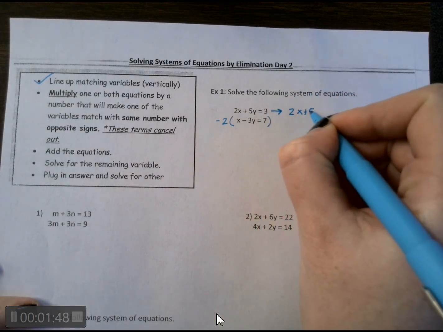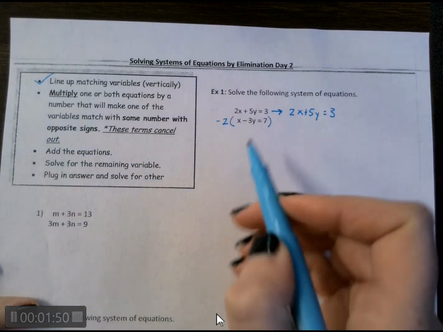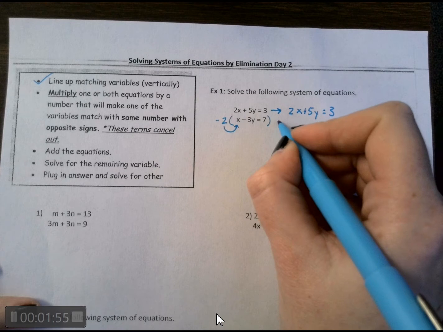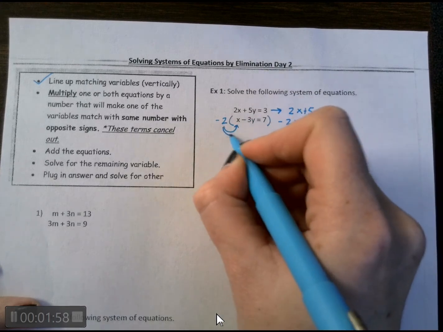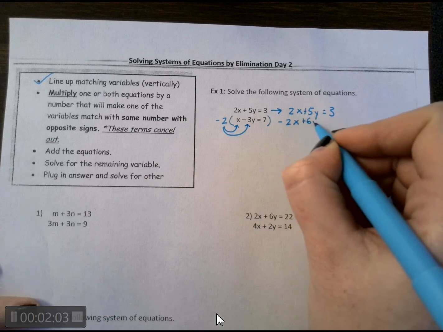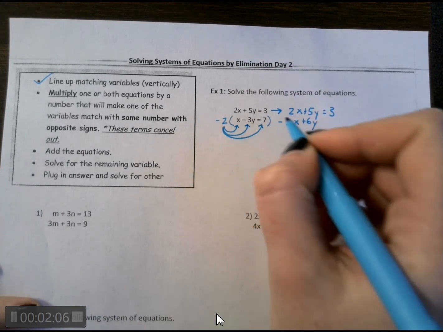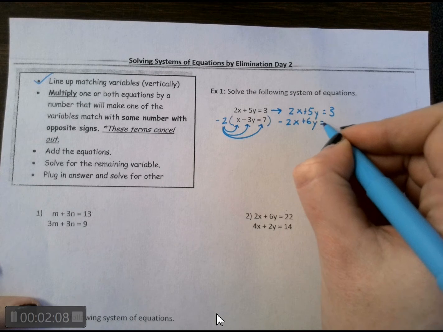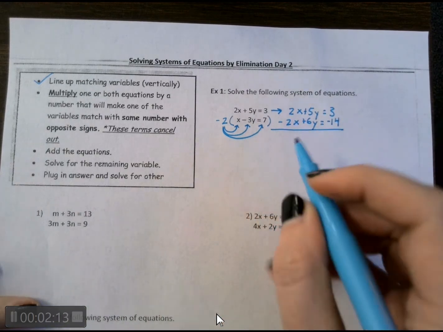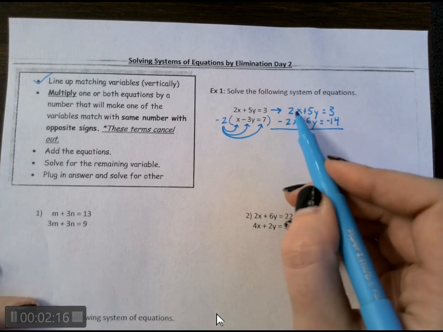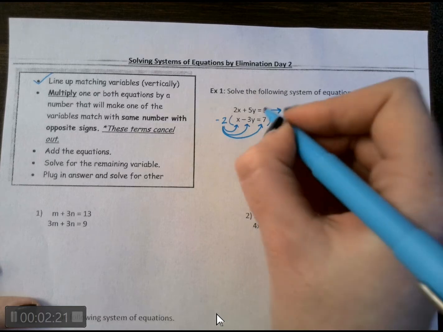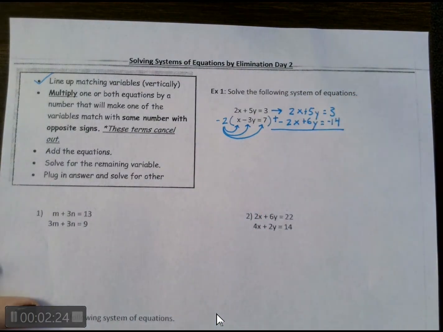Okay? So I'm going to start by just copying this piece down exactly as I see it. So 2x plus 5y equals 3. And then I'm going to multiply -2 times x, which is going to give me -2x. -2 times -3y is going to give me a positive 6y. And then -2 times 7 is going to give me a -14. And now, with our variables lined up, one of my variables has the same number and opposite signs. So we can go ahead and add them.